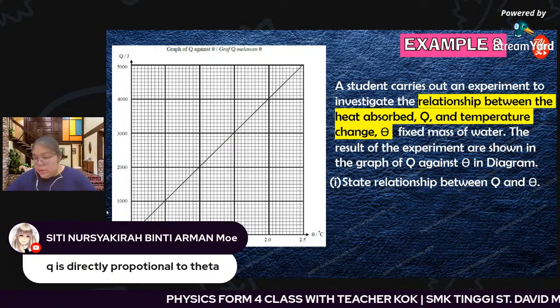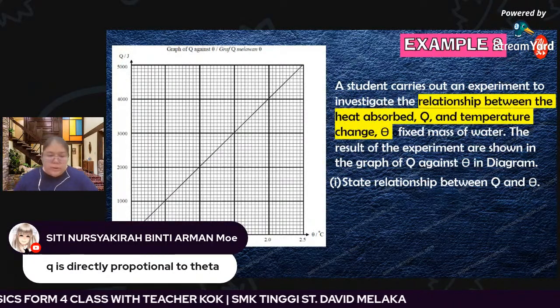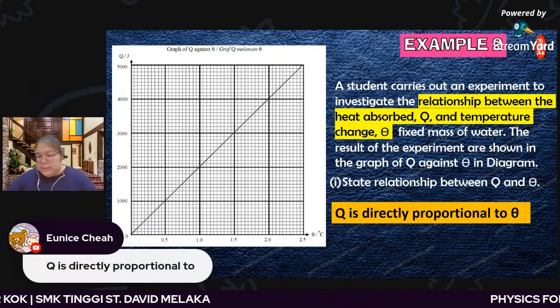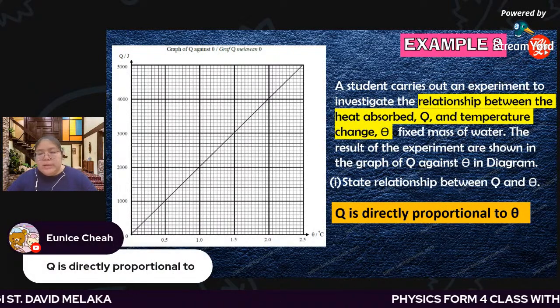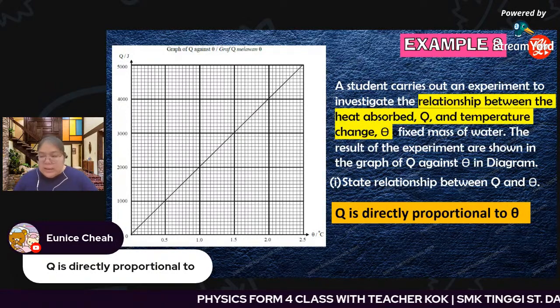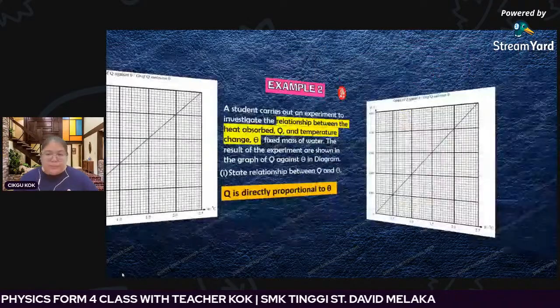Eunice also correct. Okay, just you cannot type the symbol, is it? Okay, it's correct. So I just show the answer is like this. Q is directly proportional to the theta. So important, the keyword is directly proportional. Okay, so now we go to the next part.